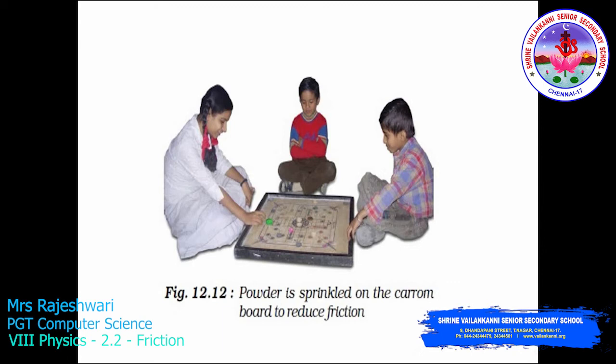See here, the powder has been sprinkled on the carom board to reduce the friction. You can even try this at home. The simple activity: without sprinkling the powder, just wipe off the remaining powder on the carom board and try to move the striker. It moves a very little distance, and after sprinkling the powder, if you strike the striker, what will happen? The striker will move very smoothly on the board.